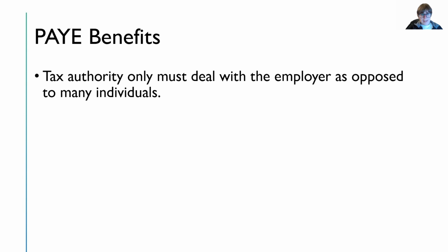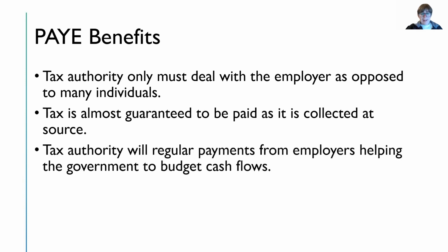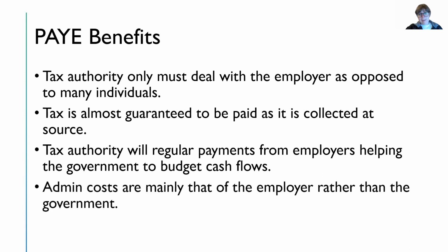Tax is almost always, if not guaranteed, going to be paid. It is collected at source. It does not leave the employer and go into an employee's bank account. It goes directly into the government's account. The tax authority will also receive regular payments from employers, which can then help the government to more accurately budget cash flows. It also reduces admin costs. But that is kind of a benefit for the employer as opposed to the government.